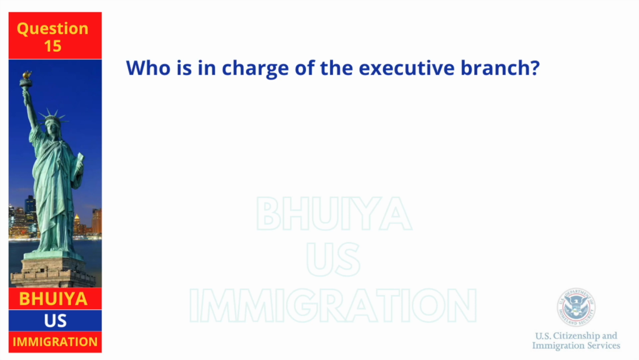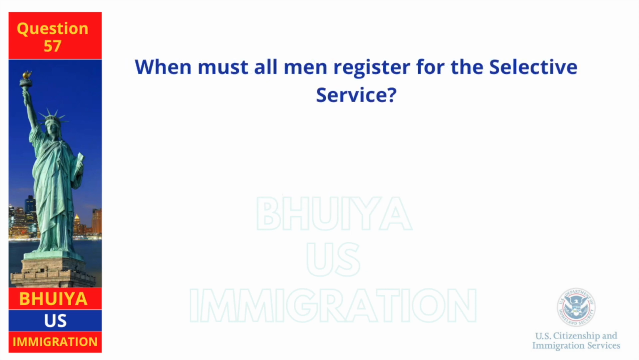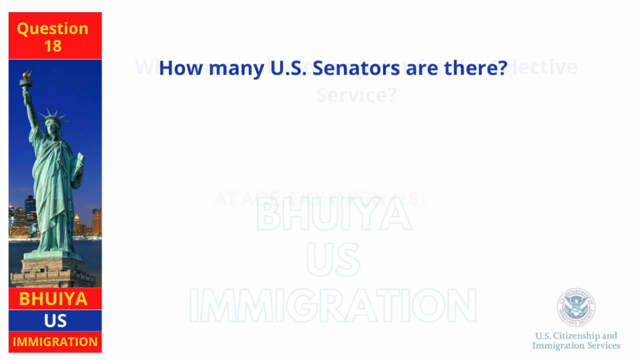Who is in charge of the executive branch? The President. When must all men register for the selective service? At age 18. How many US senators are there? 100.